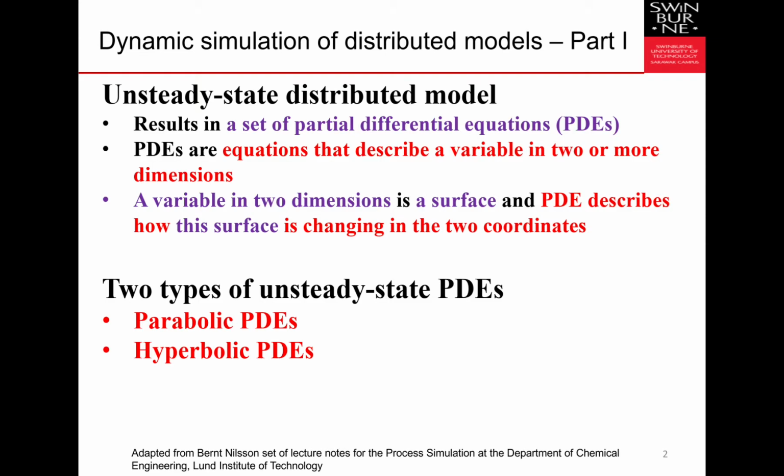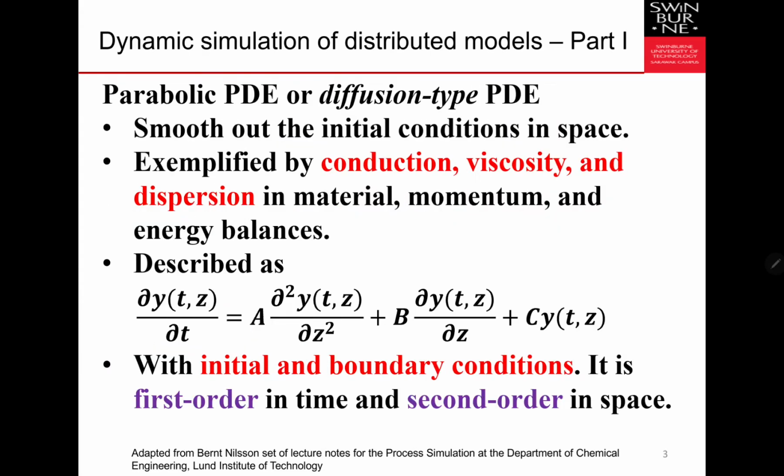So, if we have a transient distributed model, we will have a set of partial differential equations. Partial differential equations are equations that describe a variable in two or more dimensions. A variable in two dimensions is a surface, or you can visualize it as a surface. As a result, a PDE describes how the surface is changing in the two coordinates. There are two types of unsteady state PDEs, parabolic and hyperbolic partial differential equations.